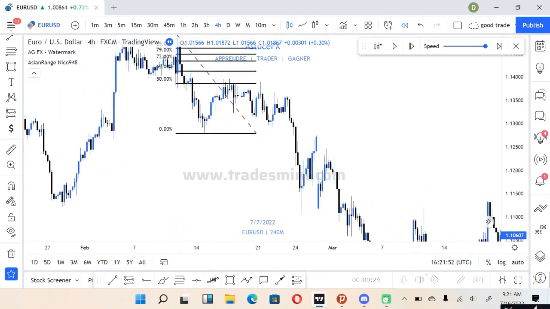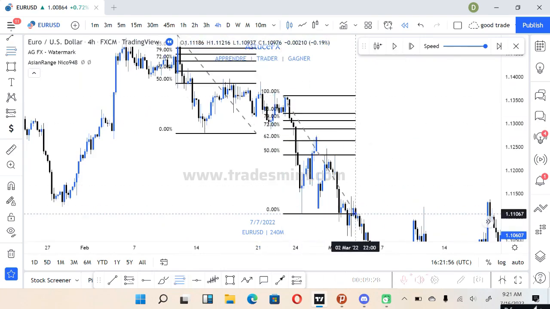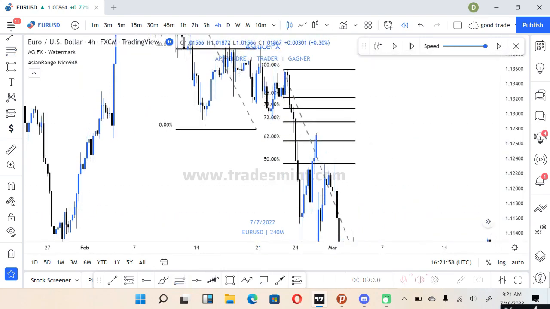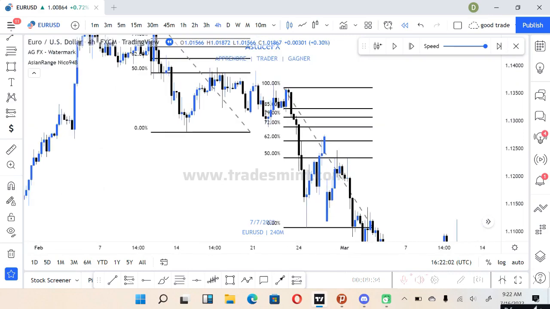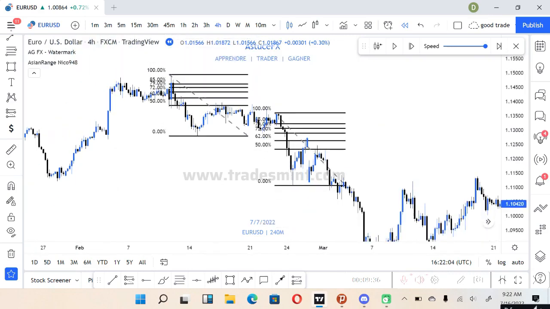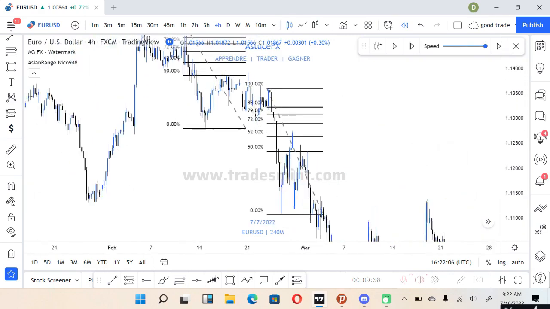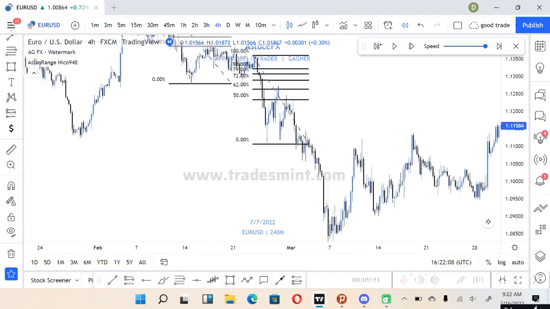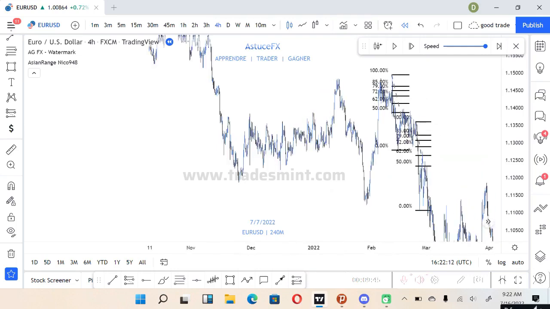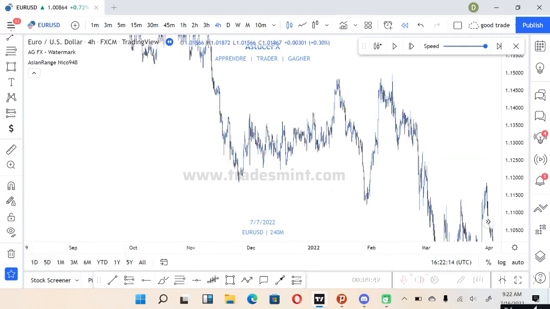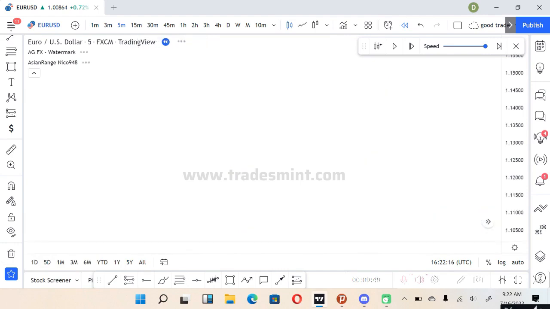If I come here again, we had the same thing. We retrace here, we retraced to the 62. If you go to any lower time frame, maybe you can get an OB there. That's the reason why price retraced to the 62, and now price had another rally to the downside. And this thing works in any time frame. Let me just go to the 5 minute, you can still see it.